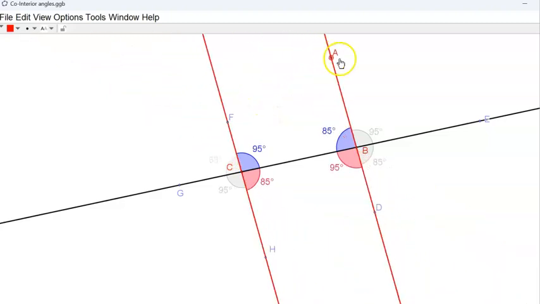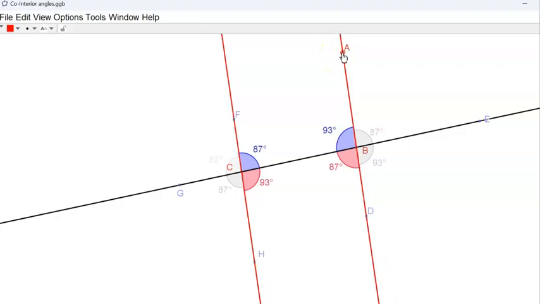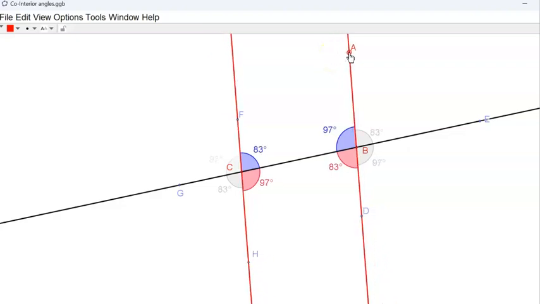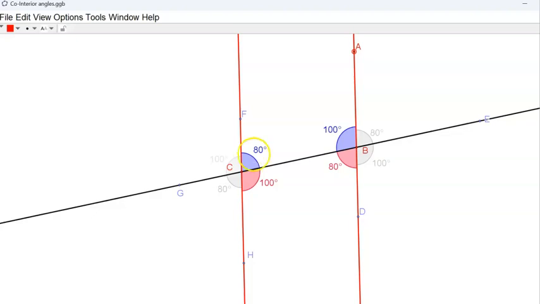So observe that anytime you create co-interior angles, okay, and you sum them up, they always give you the angle 180, or they are supplementary. So you can see that 80 for the blue, 100 for the blue again here. The two of them add up to 180. Then if you look at this one also, 80 and then 100 also add up to 180.